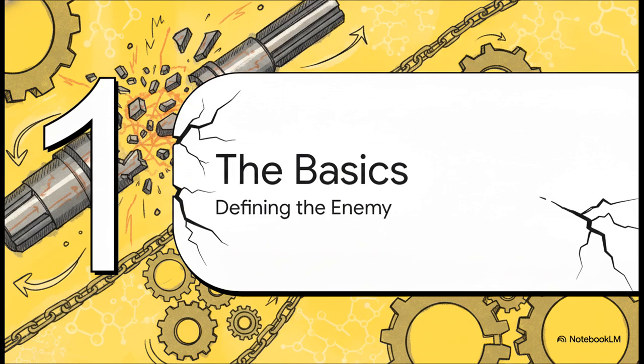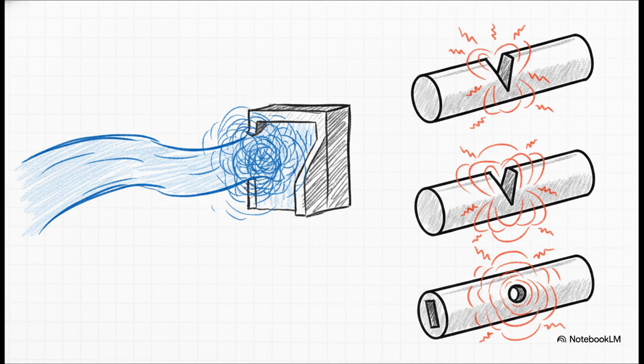Section 1. The basics. Defining the enemy. Right, so let's look at the formal definition of a stress concentration factor. To really visualize this, think of stress moving through a smooth steel shaft, kind of like water flowing down a really wide, calm river. If you suddenly pinch that river, maybe with a dam or a weird bottleneck, the water pressure and the turbulence are going to absolutely spike, right? Well, in mechanical design, a sudden change in a shaft's geometry, like adding a groove, a hole, or a keyway, does the exact same thing to mechanical stress. It creates a massive, highly localized pressure spike.